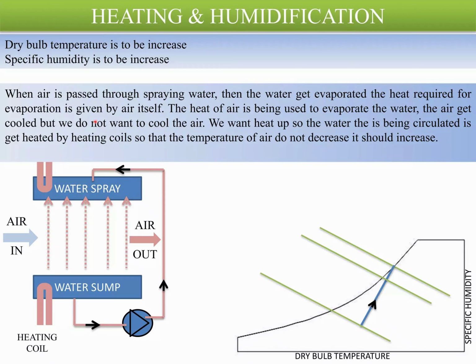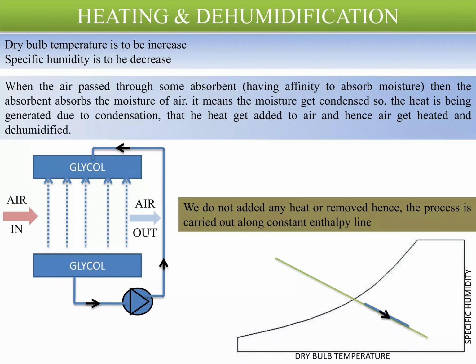The heat required for the evaporation is given up by the air itself. The heat of the air being used to evaporate the water, the air gets cooled. You know, during the humidification, air gets cooled. But we don't want to cool the air. Okay, we want to heat it up, so the water being circulated is heated by a heating coil. So we need to heat the water, and that is why heating coils are used, so that the temperature of the air doesn't decrease, it should increase. At this moment air temperature is increasing, also humidity is increasing. Okay, so we need to spray water and also use a heating coil. That is the case.